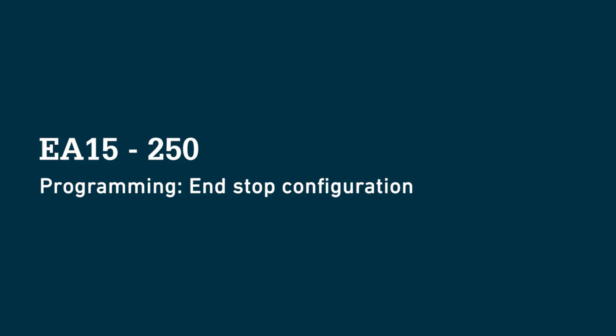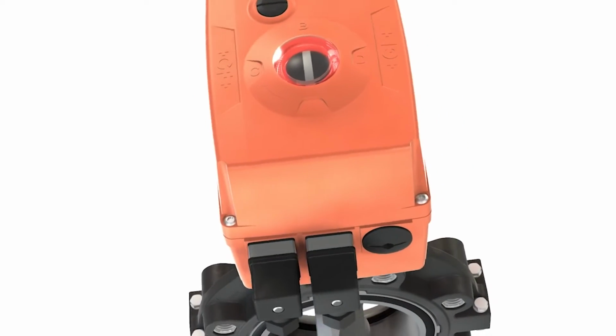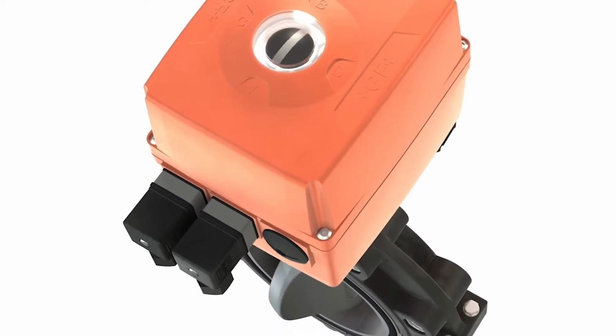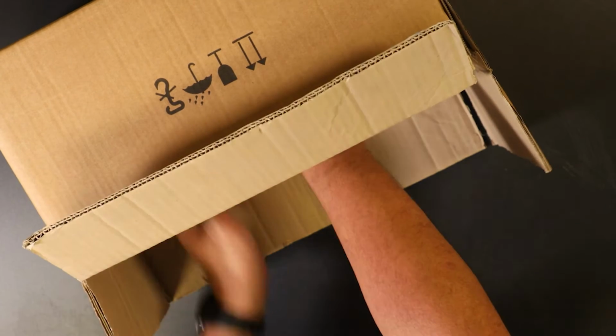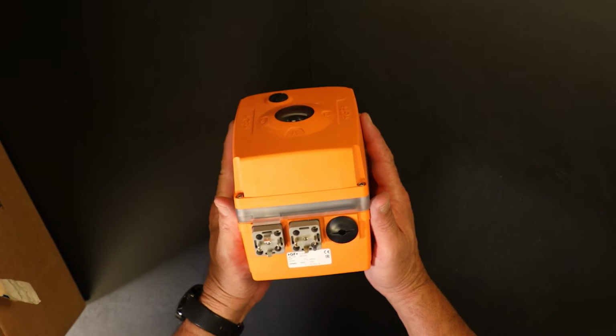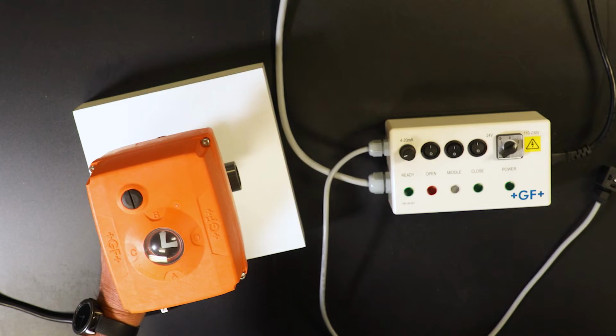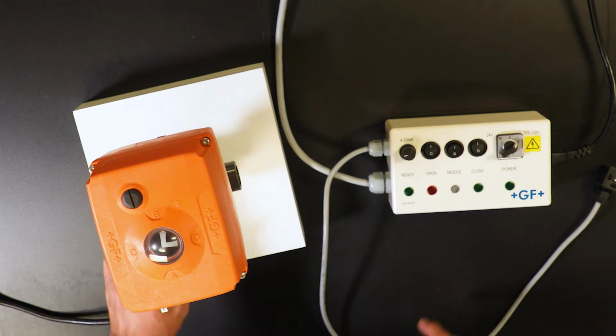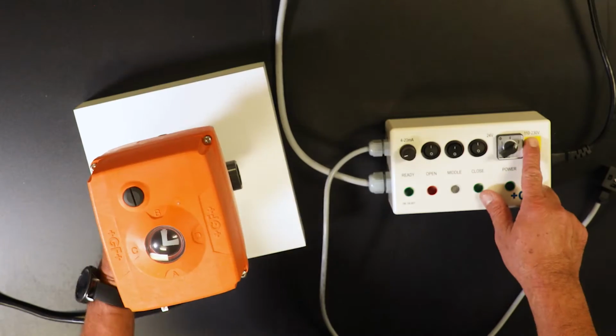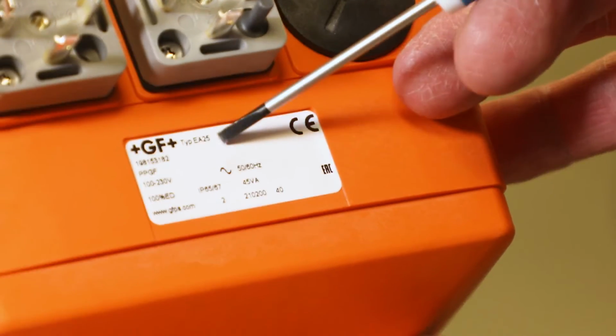In this video, we'll be removing and programming all end stop positions for your GF Electric actuator. Note, the open and closed position will be preset at the factory prior to shipping. Before powering up, confirm voltage of your power supply to the voltage rating on your actuator.